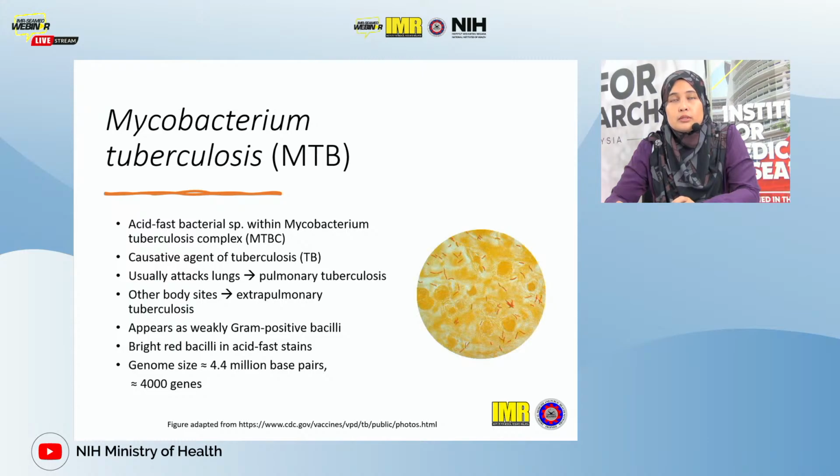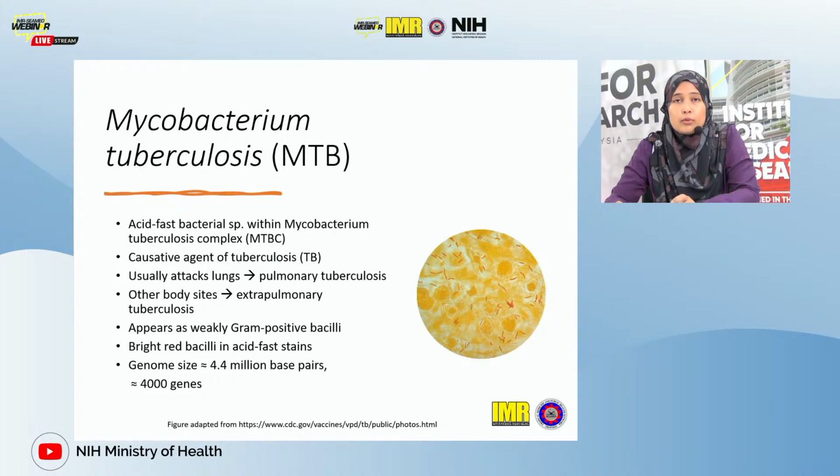Mycobacterium tuberculosis, also known as MTB, is an acid-fast bacterial species within the Mycobacterium tuberculosis complex. It is the causative agent of tuberculosis, better known as TB. It usually attacks the lungs, causing pulmonary tuberculosis, but it can also affect other body sites, causing extrapulmonary tuberculosis.